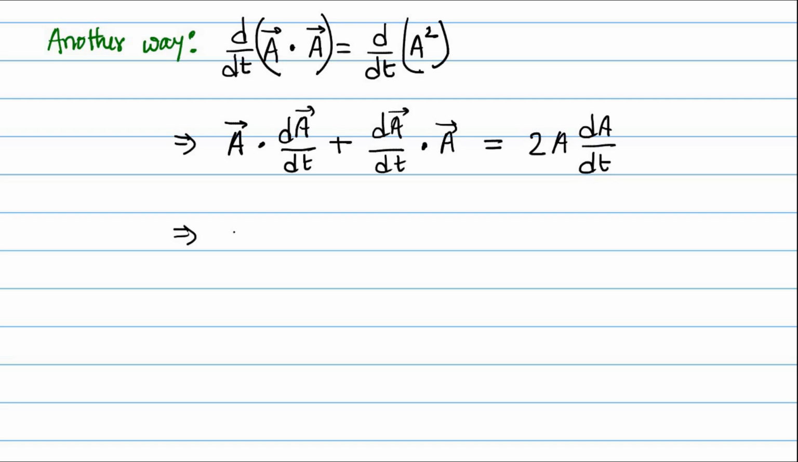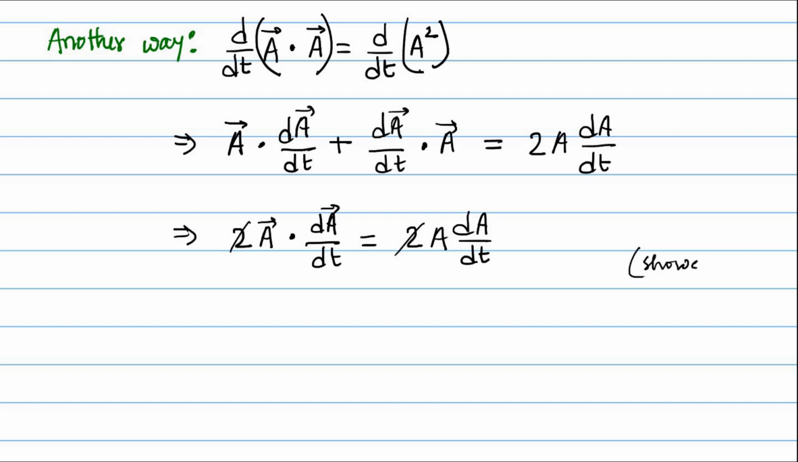So in both of these sides you have found twice a dotted with dA/dt, both are vectors, and on the right side you have got twice a dA/dt, both are scalars, just the magnitudes of two different vectors. And that's it. You just cancel the 2's from both sides, and you have found what you set out to derive. And so this is just simply another simple way to approach it.